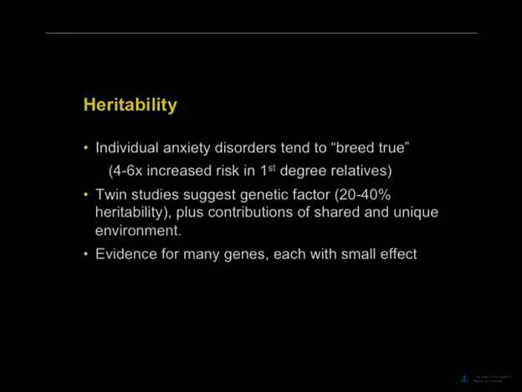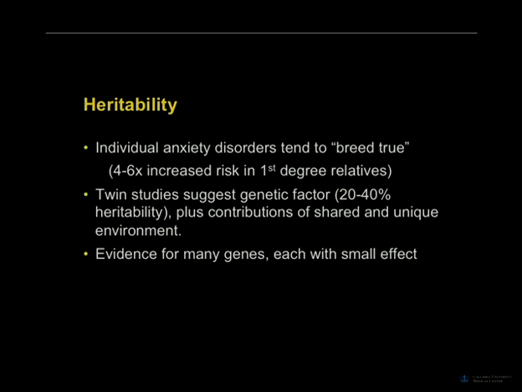So let's move to talking a little bit about what we know about the causes of these conditions. We know that they're heritable to some extent. Looking at families, each of these anxiety disorders tends to run in families. Individual disorders tend to breed true, so if you have social anxiety disorder, you're more likely to have family members with social anxiety disorder, more so than having family members with other anxiety conditions. Twin studies are the best evidence we have about the genetic heritability component, ranging from 20 to 40%, some studies even higher, up to 60%. So there's clearly some genetic component to the risk of developing these disorders.